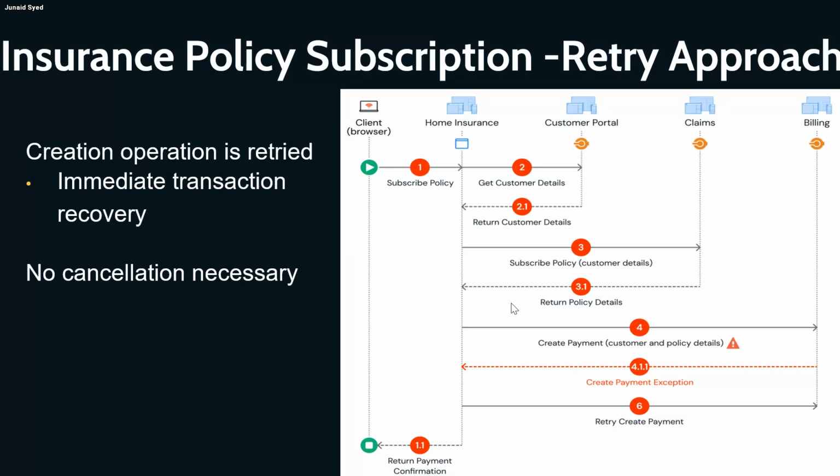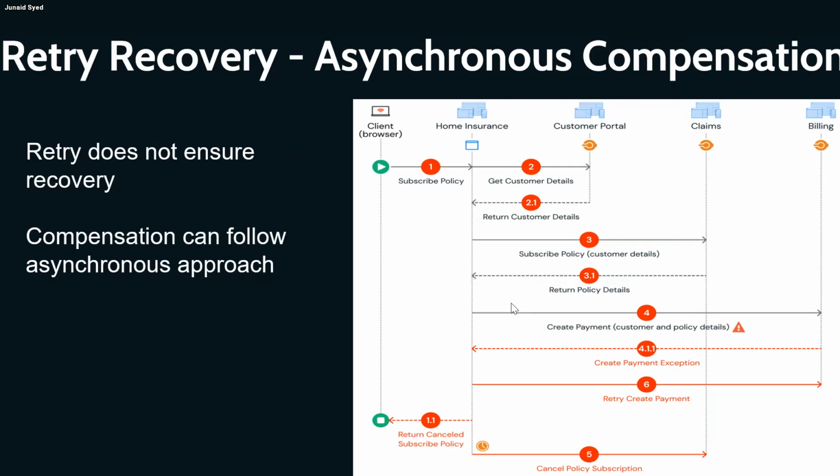As soon as the exception is thrown, the home insurance application, instead of simply invalidating the policy in the claims application and then returning the cancellation to the customer, will retry the payment one more time or a couple more times based on the configurations, right? So in that case, if any of those retries succeed, then we are in a good situation. Again, the system is in a stable state, and we can send a payment confirmation to the customer, right? So that is one situation.